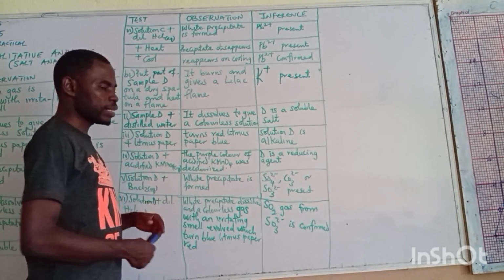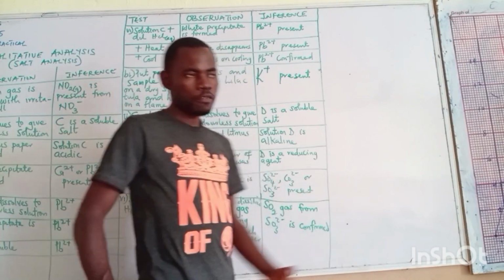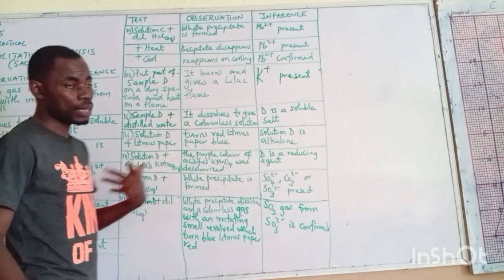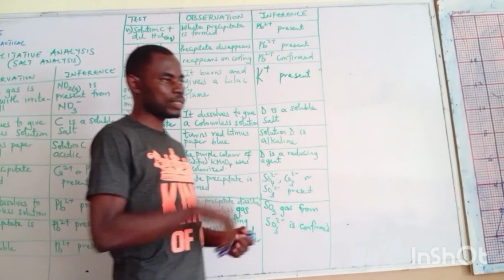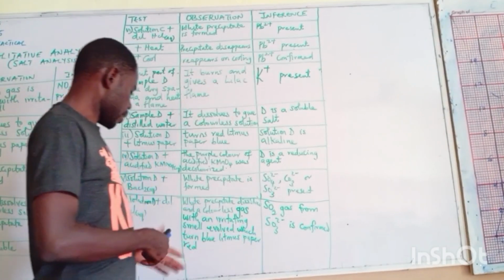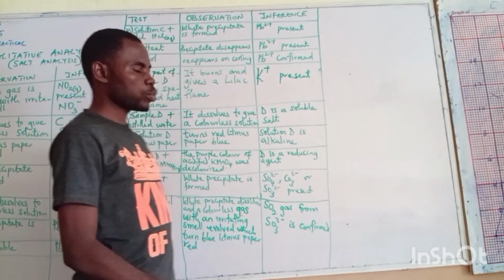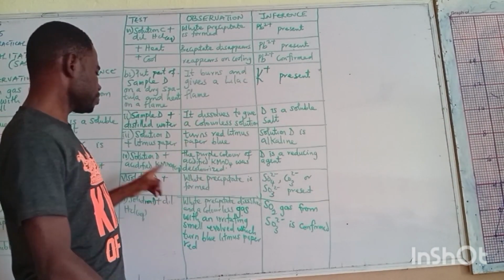Now, we divided the solution into 3 portions. To one portion we added acidified KMnO4. To another portion we added barium chloride, and to the other one we added dilute hydrochloric acid. Now, I'll be giving you the response based on what we observed in each of the test tubes.